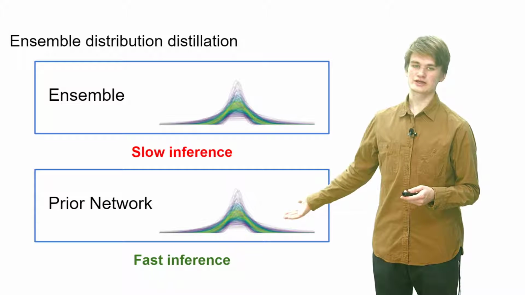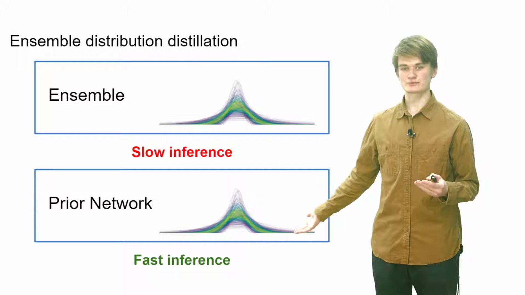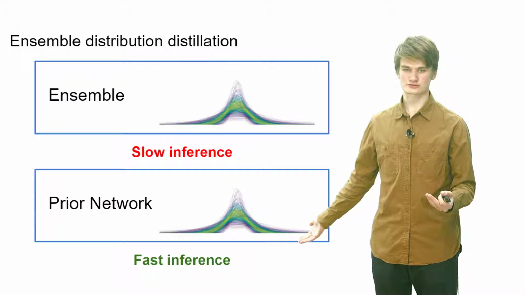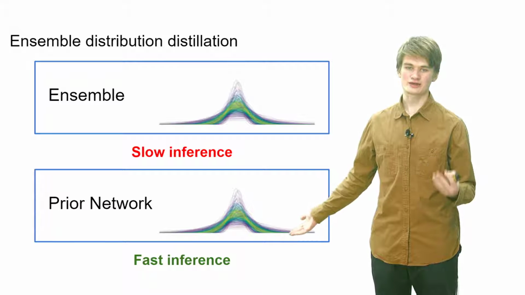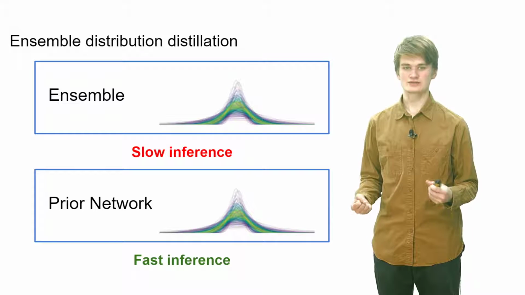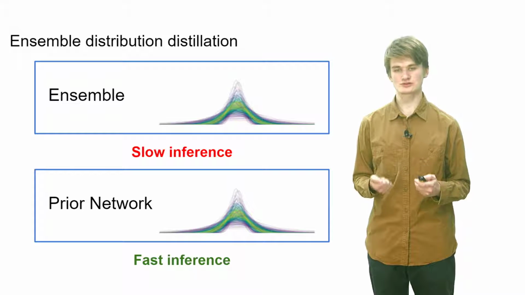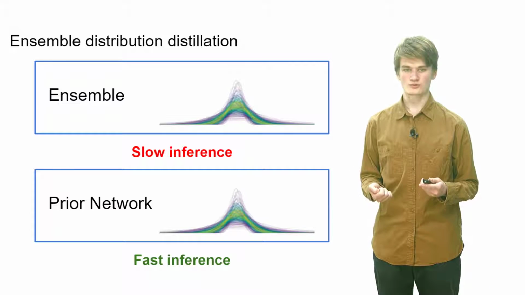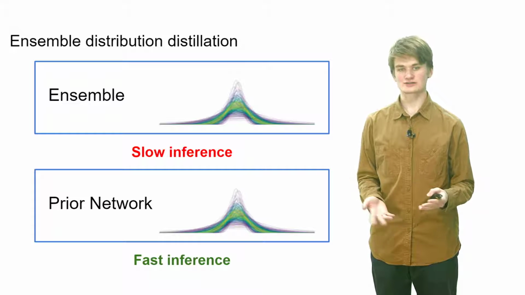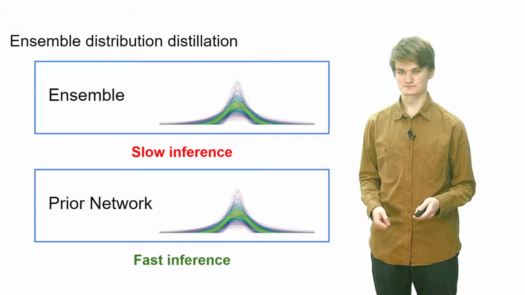Ensemble distribution distillation allows us to distill an ensemble of models into one prior network that will incorporate the behavior of the whole ensemble. It saves improved performance and uncertainty measures of ensemble, while being as fast as one model during inference.